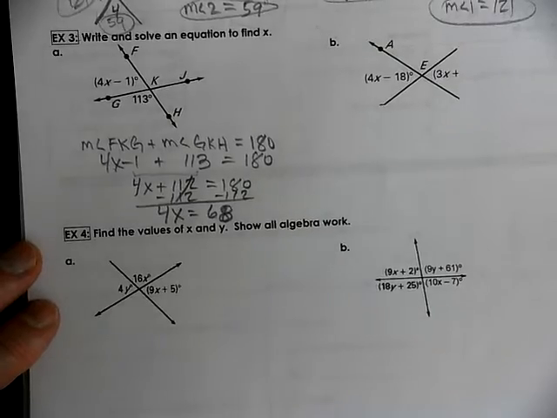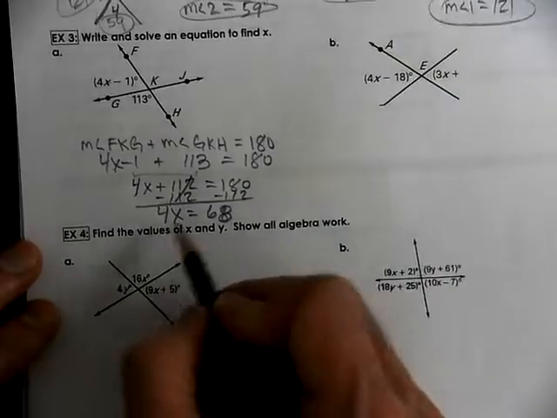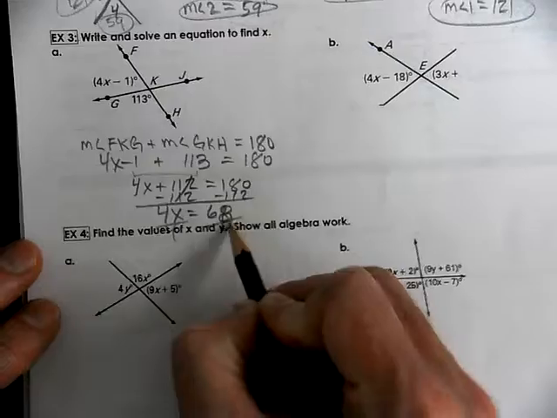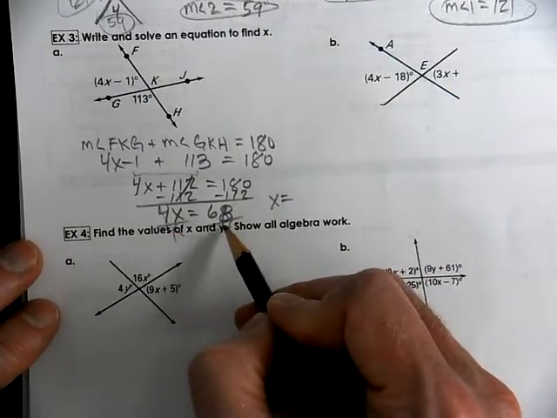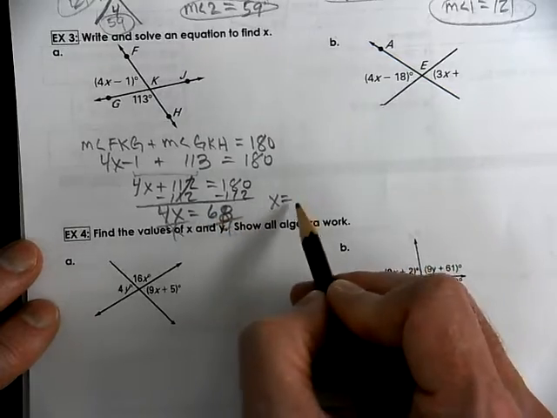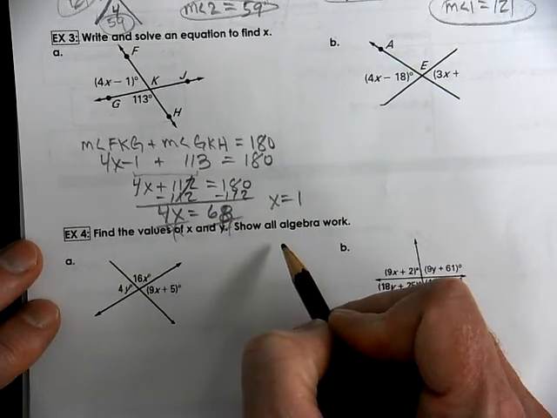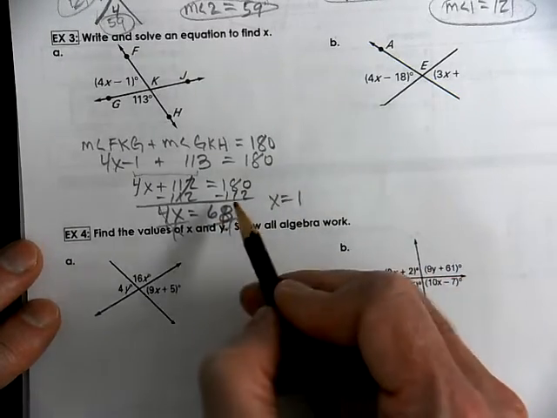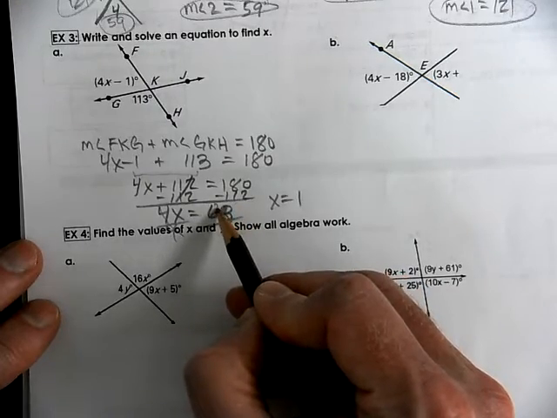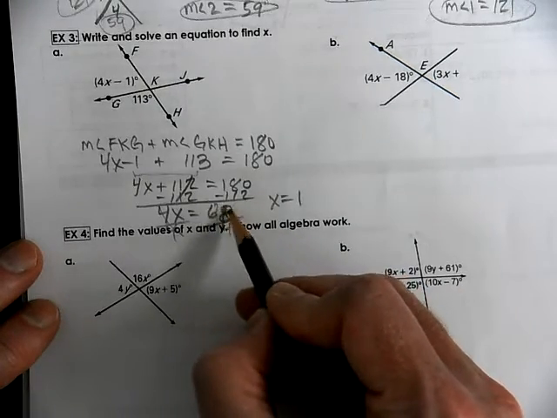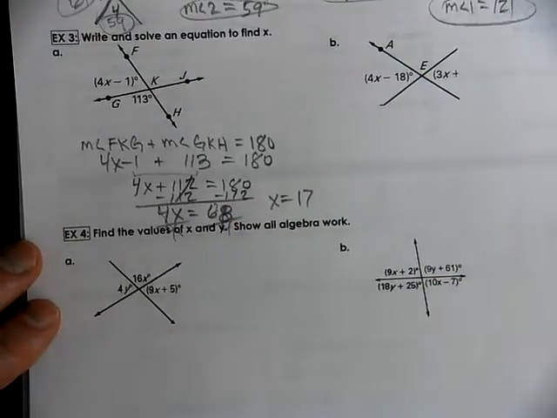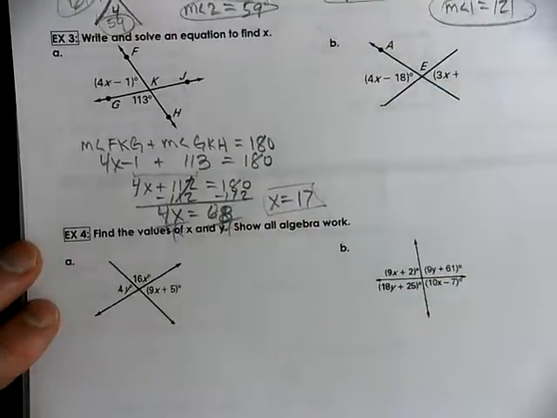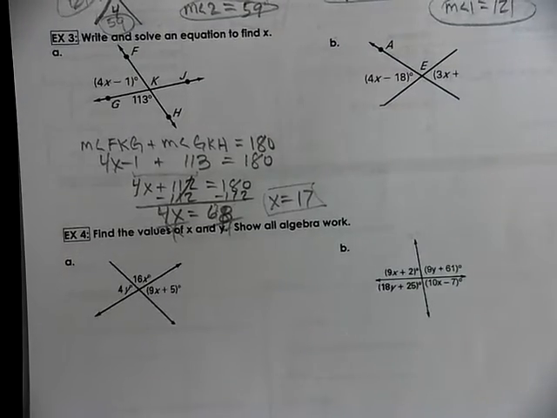What would we do from here? Divide by 4. Divide by 4. So x is going to equal, the 4's crossed out. 4 goes into 6 one time. That would leave us 2 left over. So 4 goes into 28 7 times. So x is going to be 17. You don't need a calculator for every calculation.